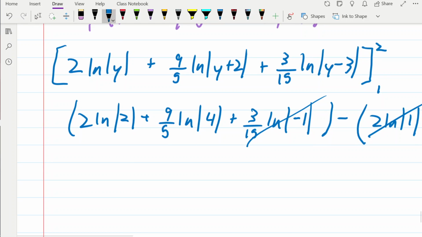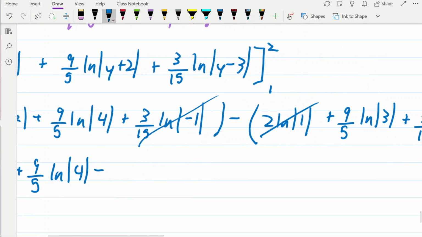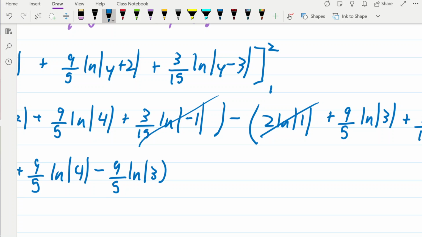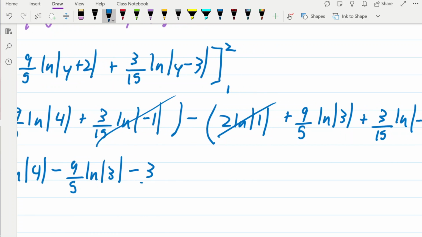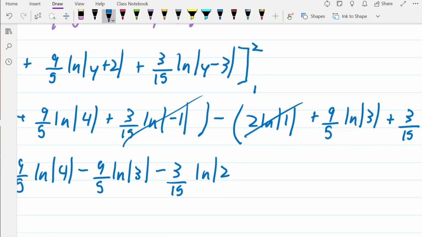So we're going to rewrite this. So we're going to have 2 ln 2 plus 9 over 5 ln 4 minus 9 over 5 ln 3 minus 3 over 15 ln of 2.